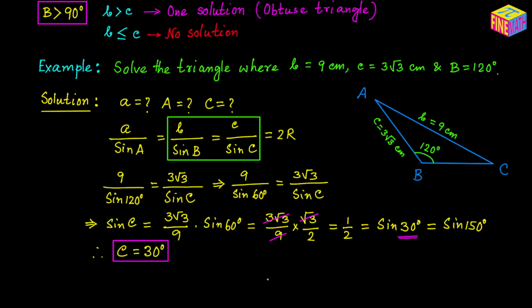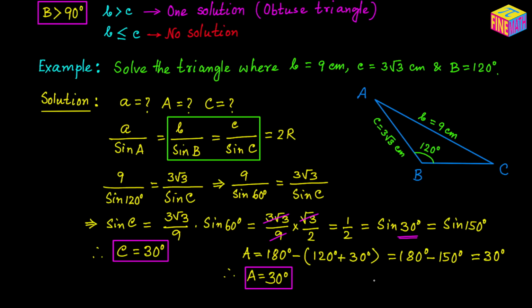Angle B has already been provided, and we have figured out angle C, so we can easily calculate angle A. Angle A would be equal to 180 degrees minus the sum of the two other angles. Angle B is 120 degrees and angle C is 30 degrees, so that is 180 degrees minus 150 degrees, which is 30 degrees again. So A is also equal to 30 degrees. That means this is actually an isosceles triangle, which is okay, no problem. So angle A is 30 degrees and angle C is 30 degrees. Let me make a note of that in the diagram here.